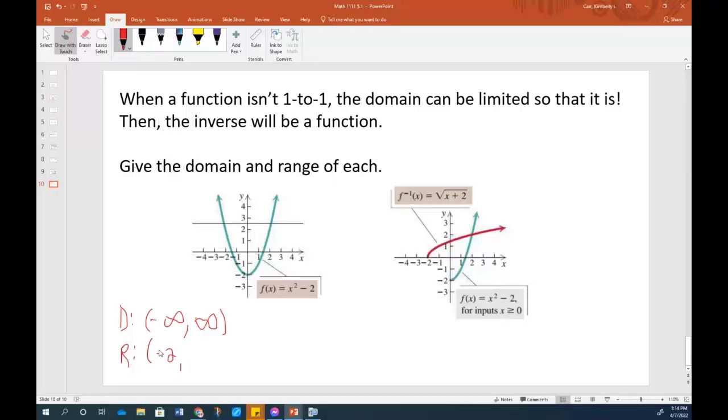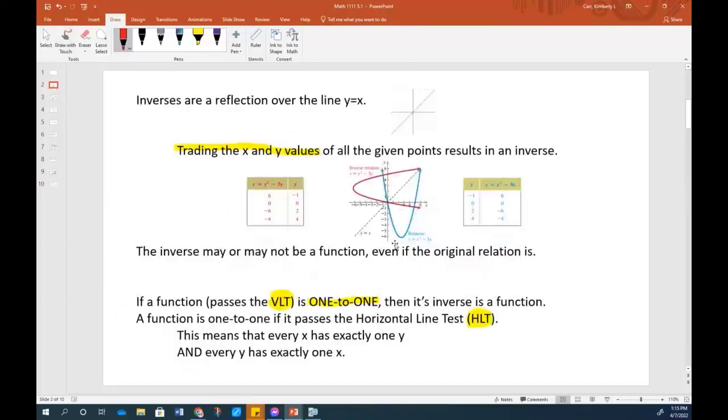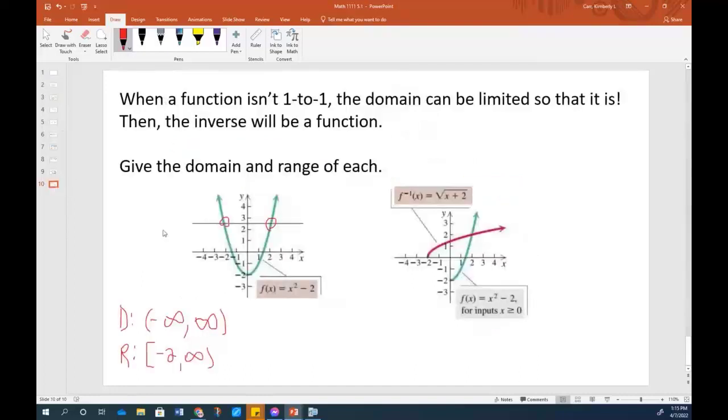That should be a closed parentheses, a bracket. I gotta go change that. The range is negative 2 to infinity. But that is not one-to-one because it fails that horizontal line test. So if we find the inverse of it, it's not going to be a function. In fact, that is that very first thing I essentially did. We took a quadratic that was open and up. The inverse of it right here is not a function because it fails the vertical line test.